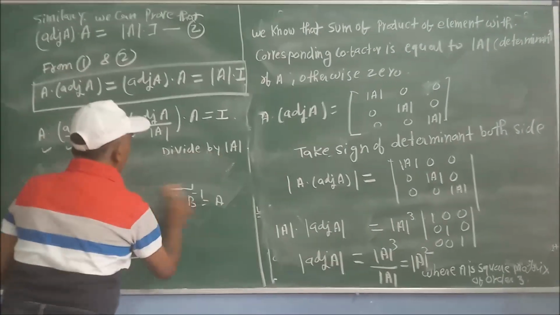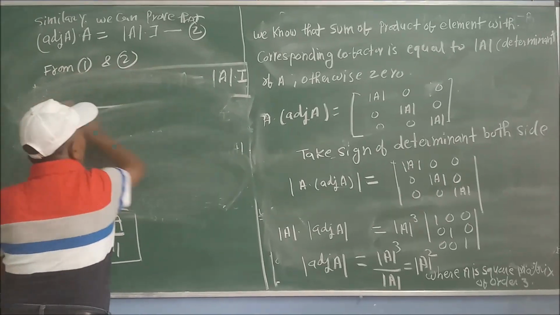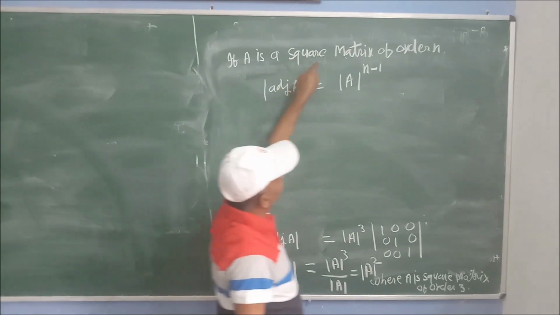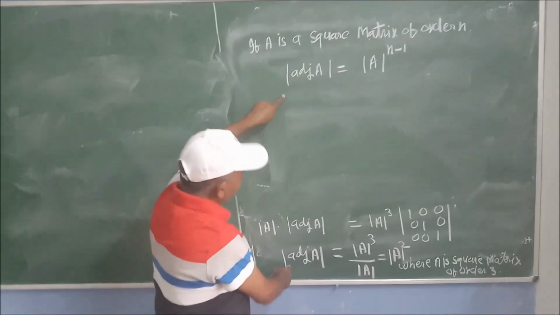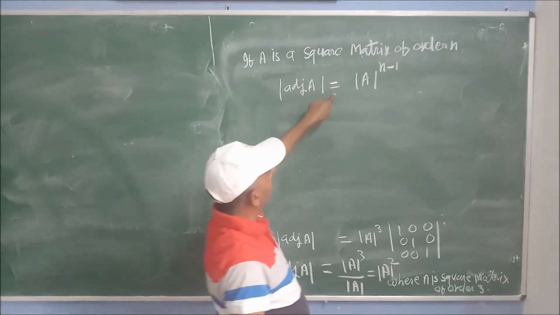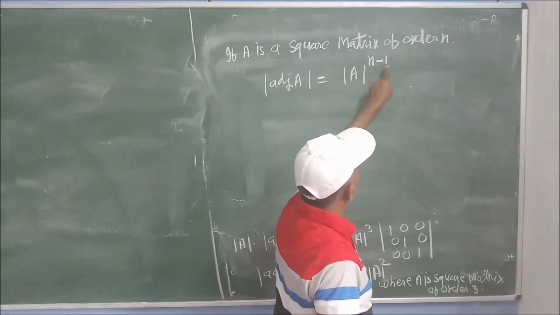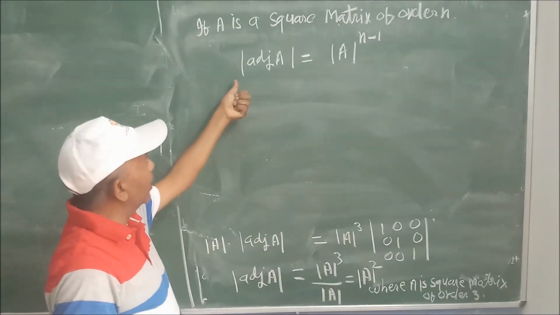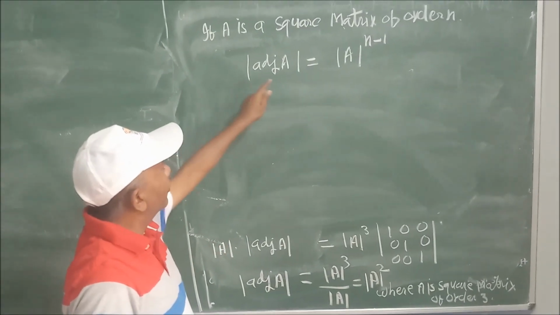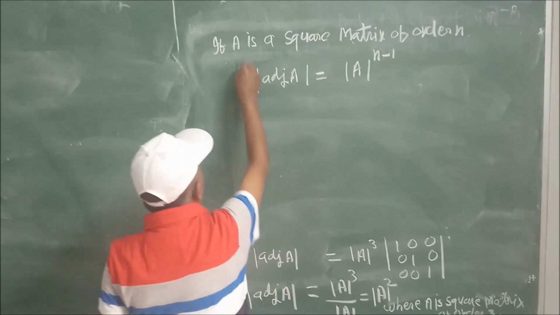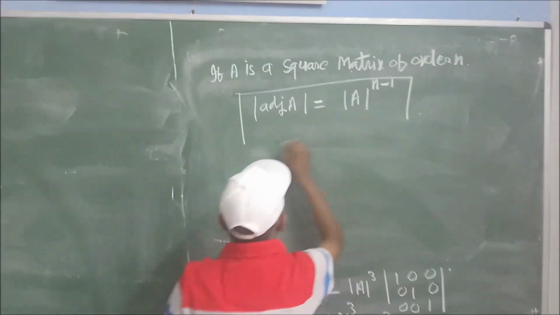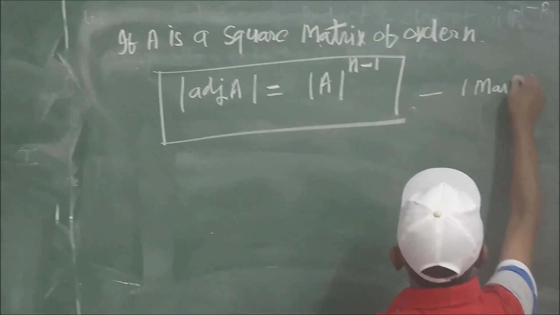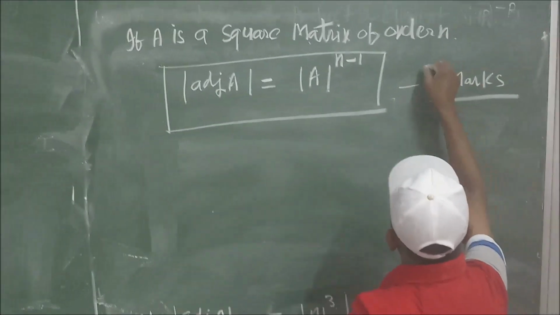If we take A as determinant, so again, if A is a square matrix of order n, we can similarly say that determinant of adjoint A is equal to determinant of A to the power n minus 1. So from this formula, we can calculate the value of determinant of adjoint A. This is an important formula for us, and in board examination, it contains a 1 mark question. From here, we will get a 1 mark question in the CBSE examination.